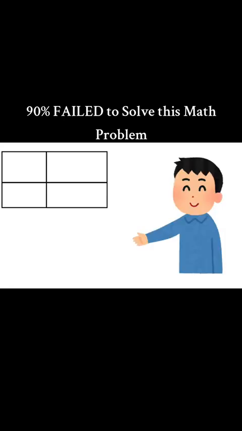This is an interesting math question. We have a big rectangle which is divided into 4 different portions using vertical and horizontal lines like this. The area of this portion is 15 units square, then the area of this portion is 6 units square, and the area of this portion is 14 units square. Now the question says, what will be the area of this portion?